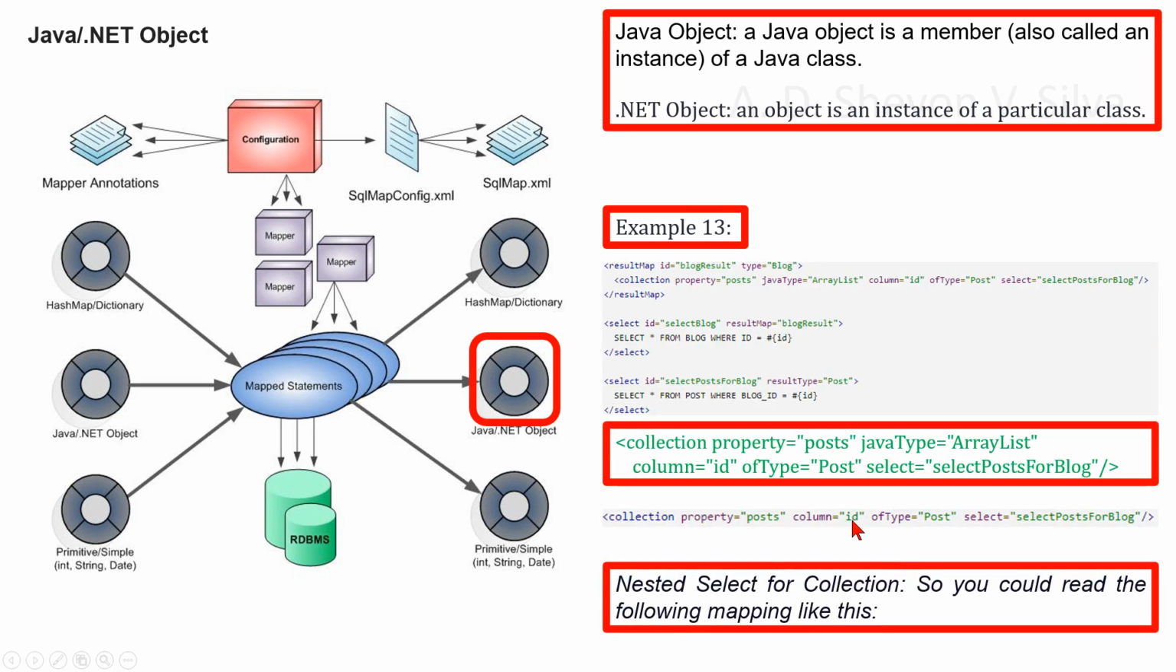Now we are considering nested select for a collection. So you could read the following mapping like this. Let's look at using a nested select to load posts for a blog.